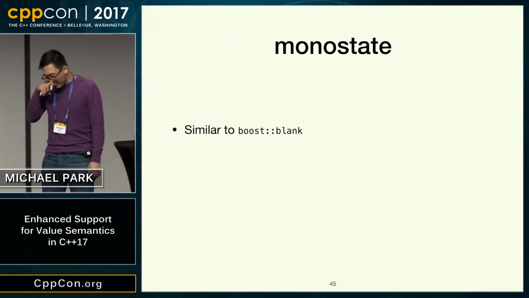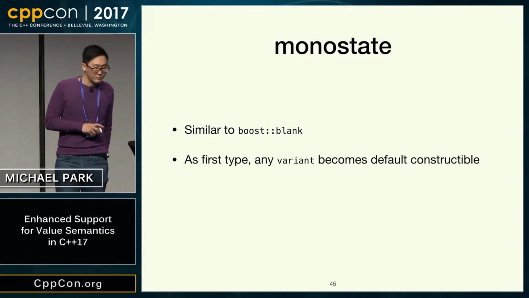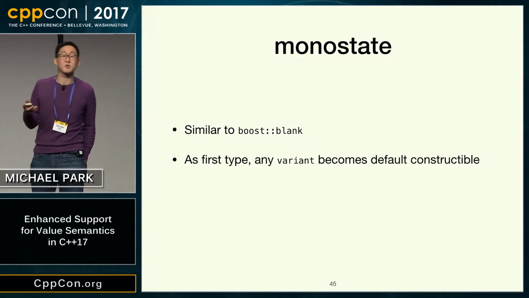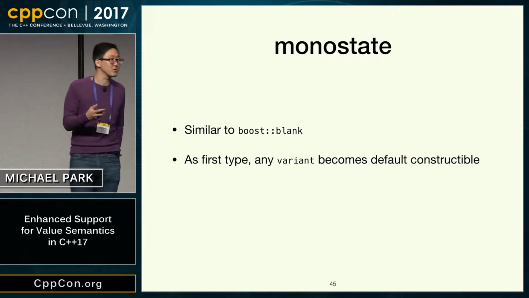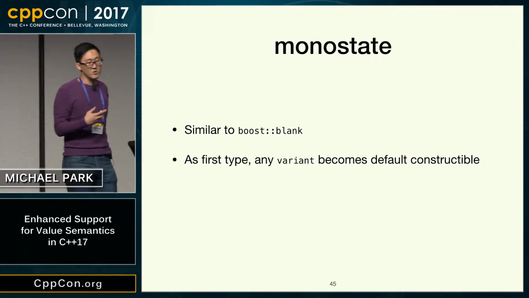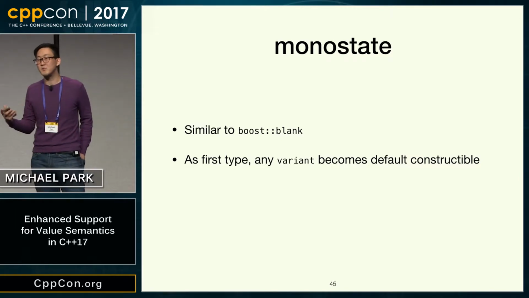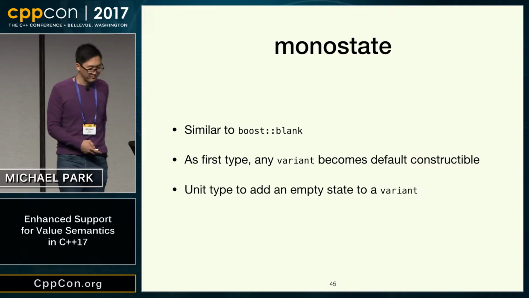Let's cover a few more things. Monostate is similar to boost blank, if you're familiar with that. As a first type, it makes any variant default constructible, because variant will try to default construct the first type, and monostate is default constructible. So if you need your variant to be default constructible when none of your types are default constructible, toss monostate in there and it'll become default constructible.